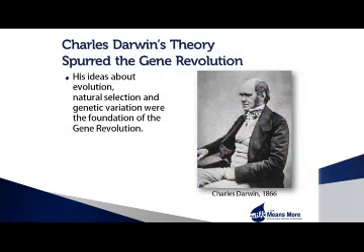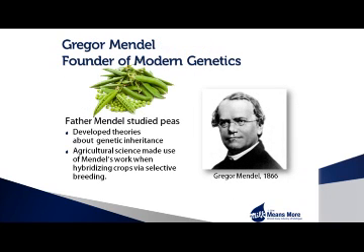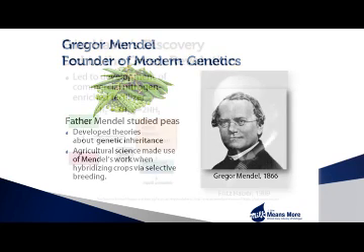Charles Darwin's theory of evolution, natural selection, and genetic variation provided the foundation for the gene revolution. In the late 19th century, Gregor Mendel studied peas, discovering that some traits are dominant and others recessive. These discoveries provided the basis for his theories about genetic inheritance, furthering the gene revolution. The gene revolution arose when agricultural science began to hybridize crops through selective breeding to increase yield and nutritional quality.